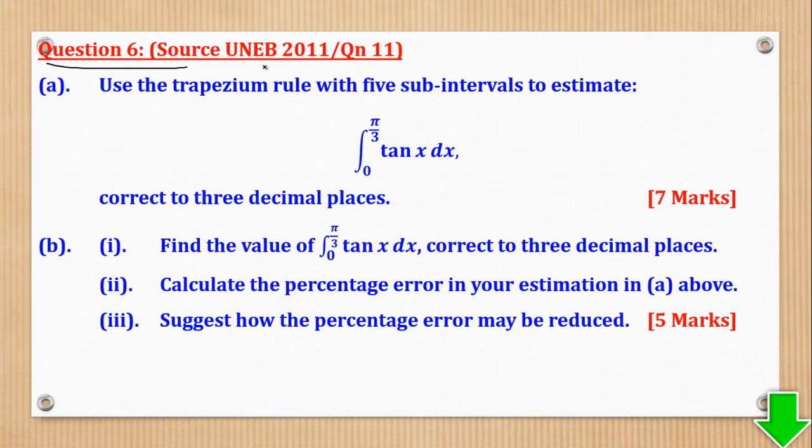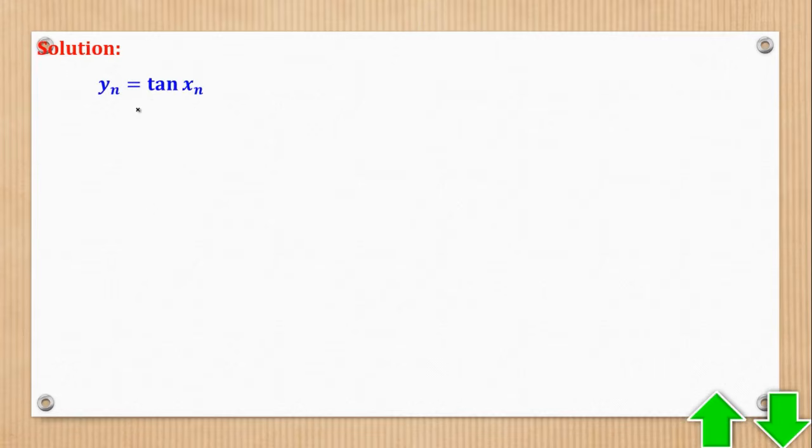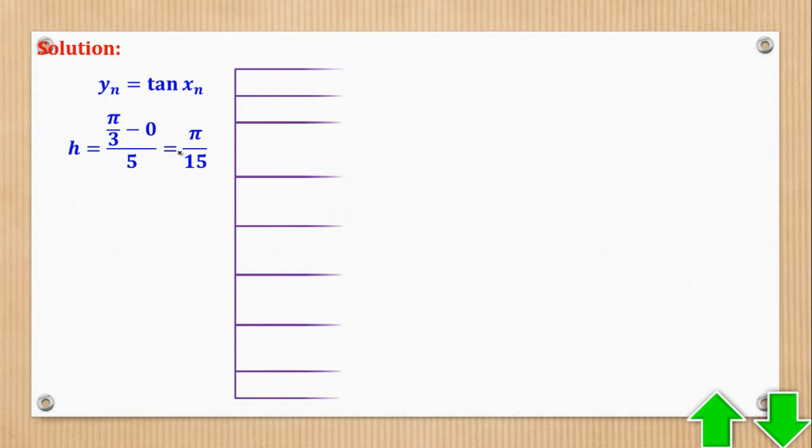Now we shall go to question 6, which came from UNEB 2011, paper 2, question 11, and says, part A, use trapezium rule with 5 sub-intervals to estimate this integral correct to 3 decimal places. I think let's start with that. So the given function is tan x, so that will be the value of y. Then we shall get the value of h, upper limit minus lower limit over number of sub-intervals to give you pi over 15.